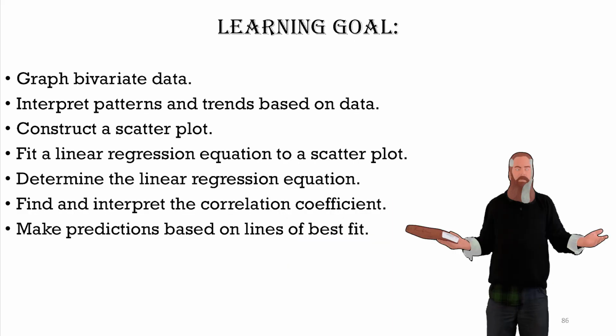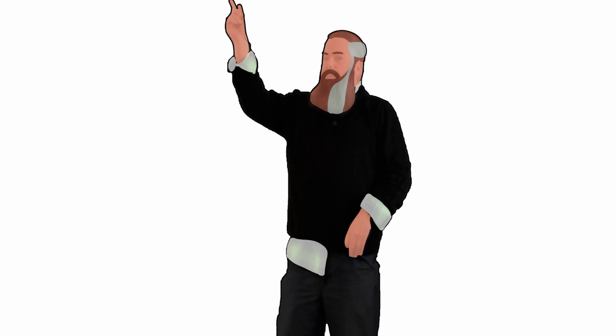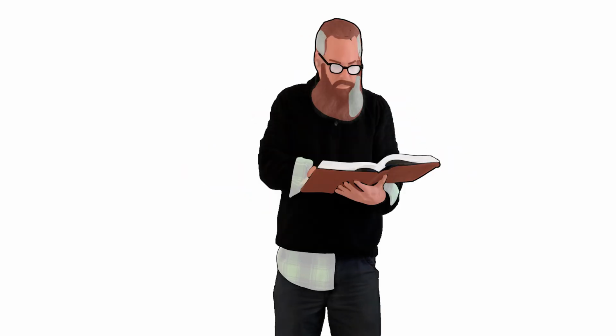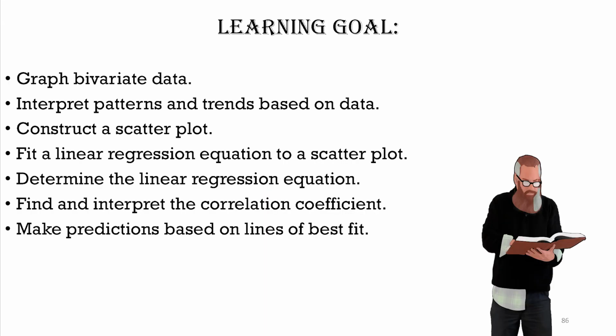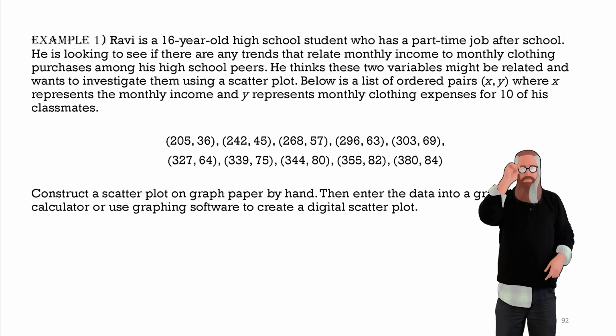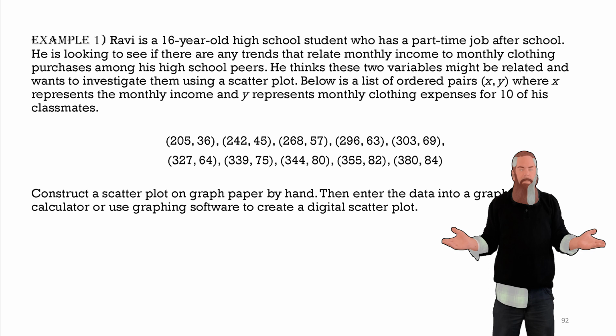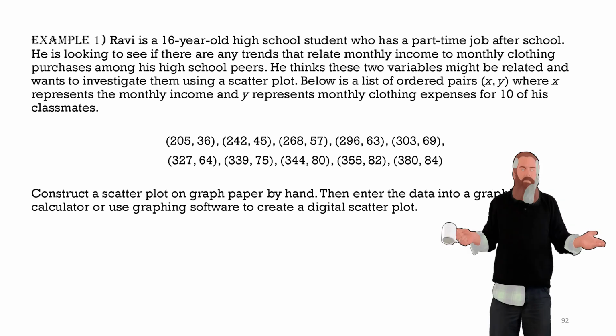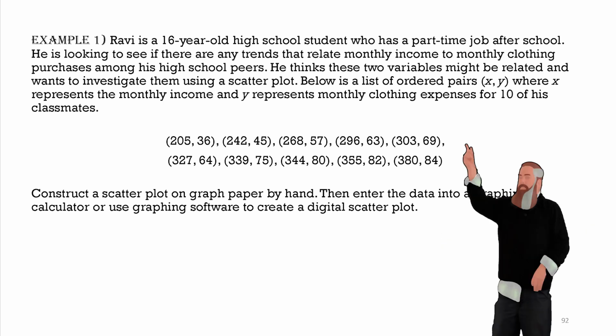We're going to be graphing bivariable data. You can graph a scatter plot by hand or by using graphing software or by using a graphing calculator. Now let's construct a scatter plot. Ravi is a 16-year-old high school student who has a part-time job after school. He is looking to see if there are any trends that relate monthly income to monthly clothing purchases among high school peers. He thinks two variables might relate and wants to investigate them using a scatter plot.